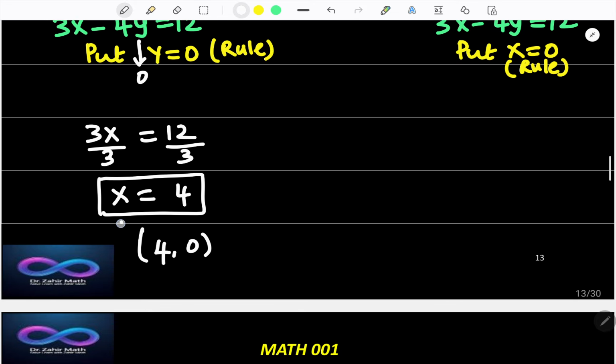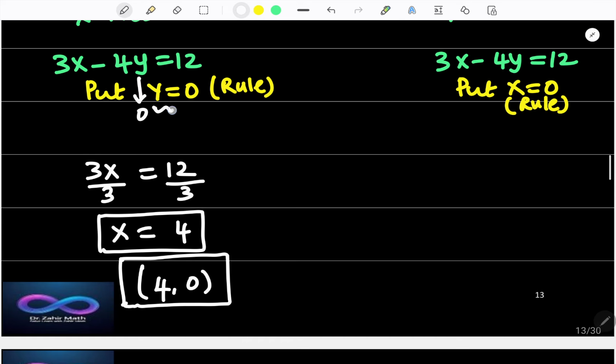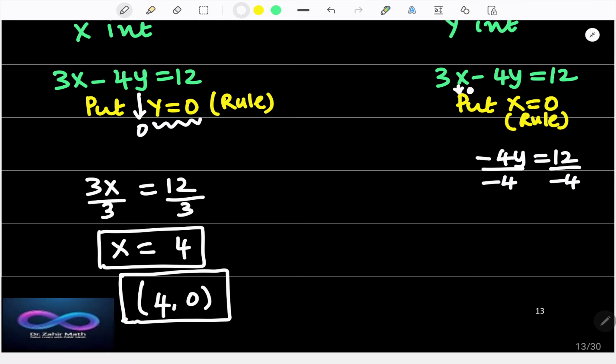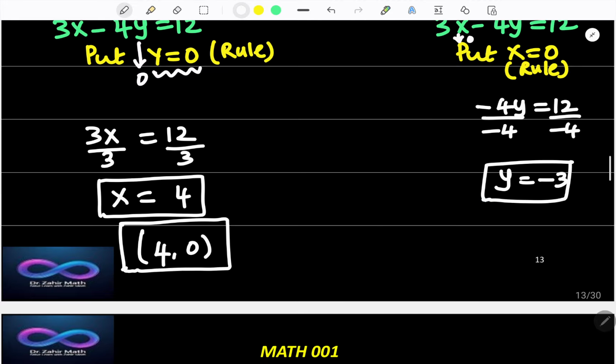4 comma 0. Why 0, teacher? Because the x value is 4 and y is equal to 0. What about your y-intercept? Put x is equal to 0. So this is equal to 0. So negative 4y is equal to 12. Divide by negative 4, divide by negative 4. So y is equal to negative 3, right? So what about your x value? 0, and this is minus 3.